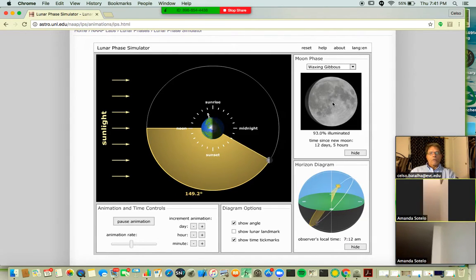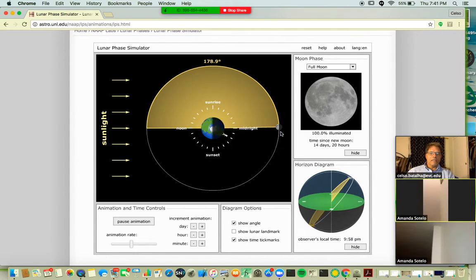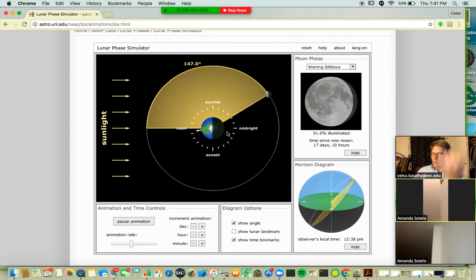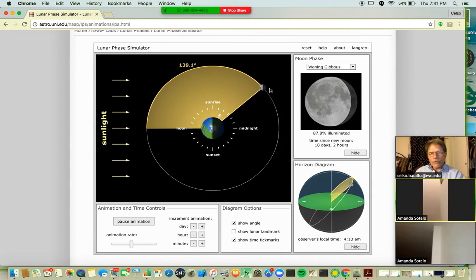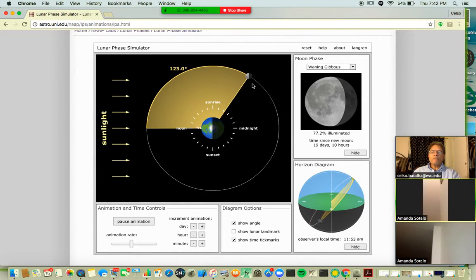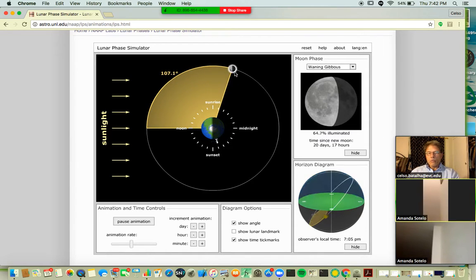Okay. So why does the phase change? Well, at every single position in its orbit, the moon is always half lit by the sun. Same thing as Earth. Earth is always half lit by the sun. Both Earth and moon don't have their own light. So the amount of that half-lit hemisphere seen by somebody on Earth is what gives the different lunar phases.